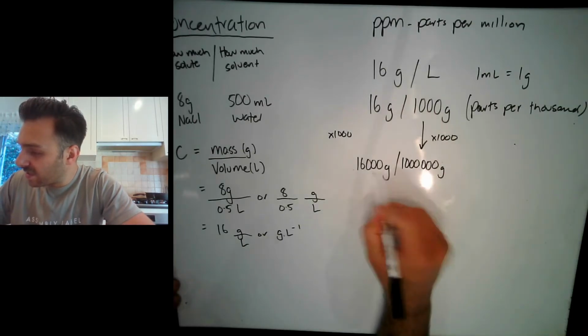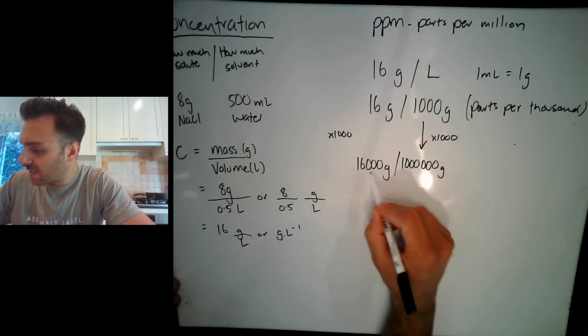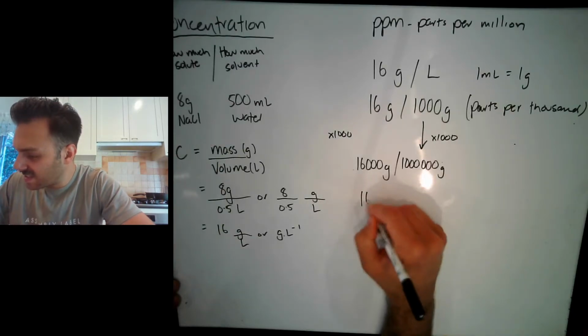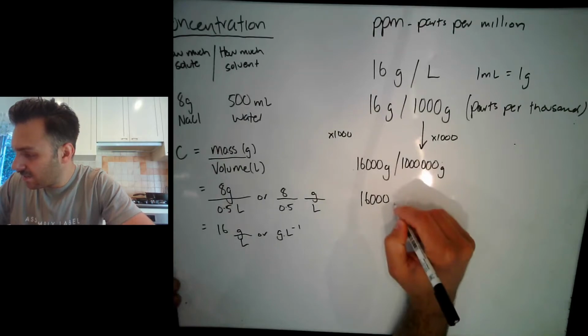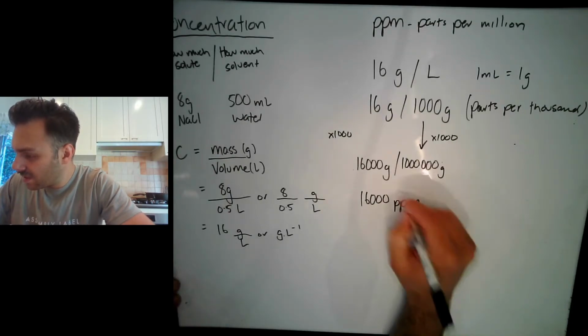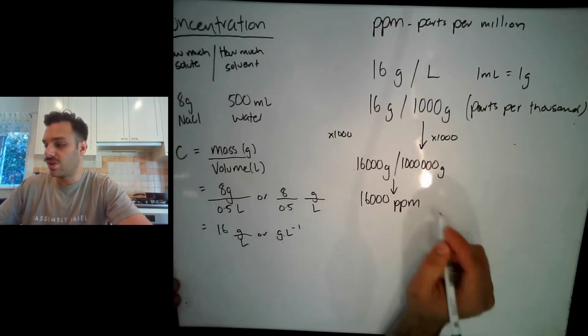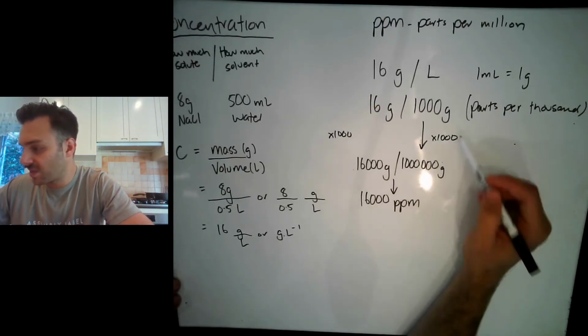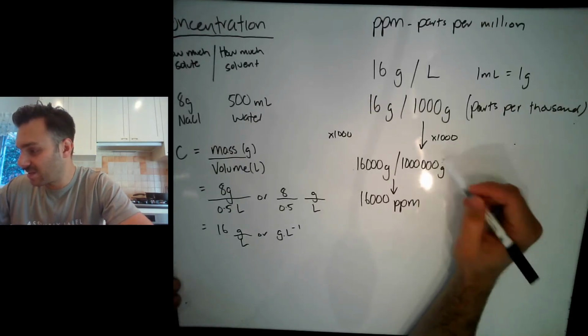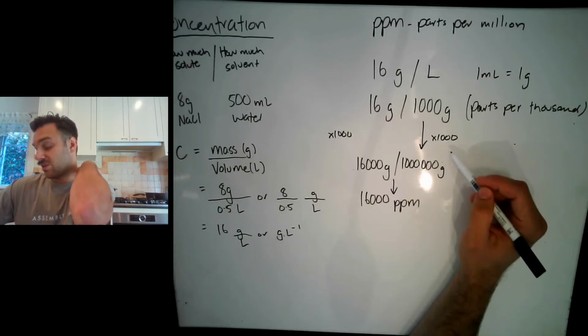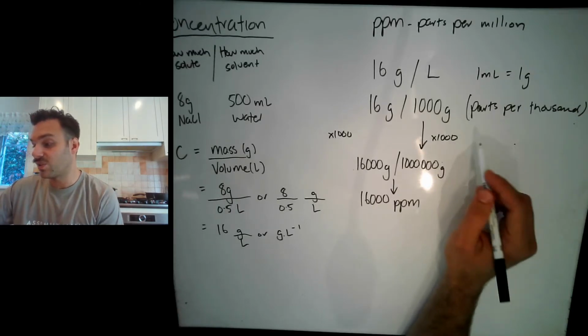Now we have grams in grams, parts per million. So we have a 16,000 ppm solution. You can do the same thing for a billion. So instead of multiplying by 1,000, we need to add another 3 zeros on the end of that. So you need to multiply that by a million.